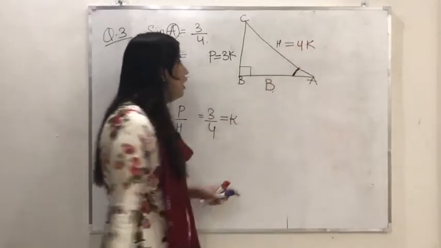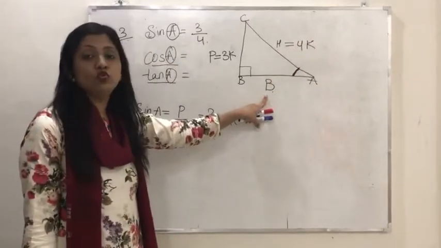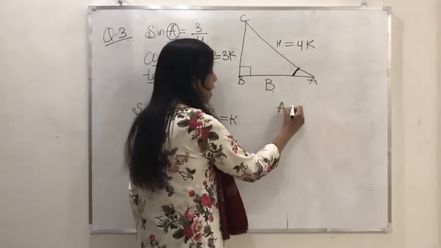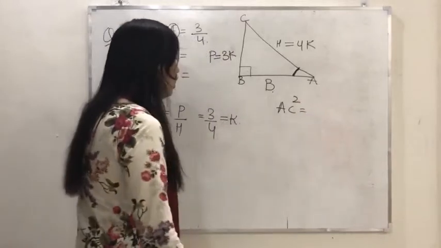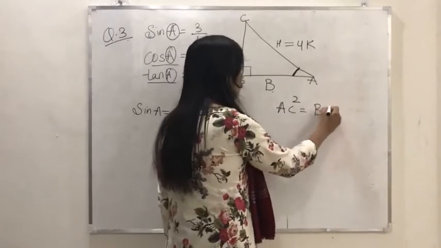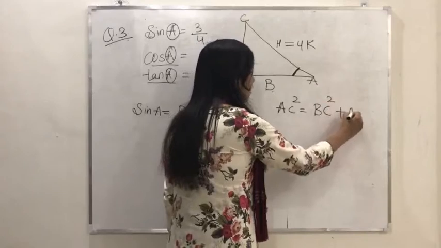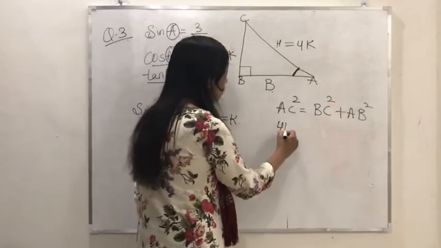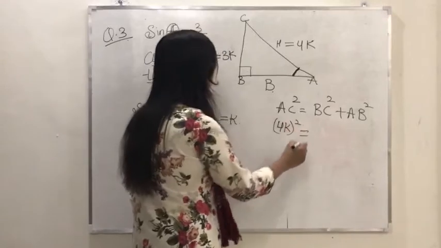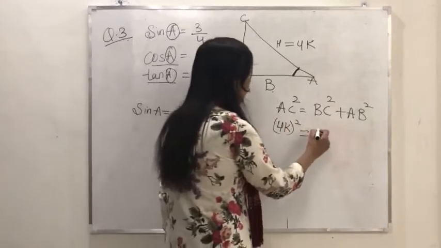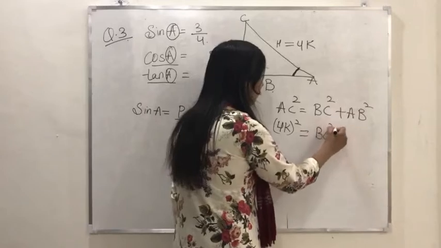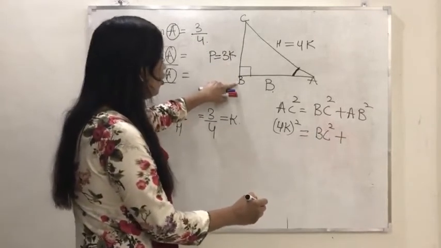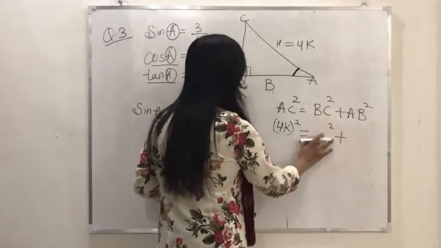So first of all, let's find the value of the base using what? Using Pythagoras theorem. According to Pythagoras theorem, my hypotenuse square will be equal to my perpendicular square plus base square, that is AB square plus BC square. So the value of AC is 4K square is equal to BC, that is my base. I don't know what is the value of BC, and AB is 3K square.